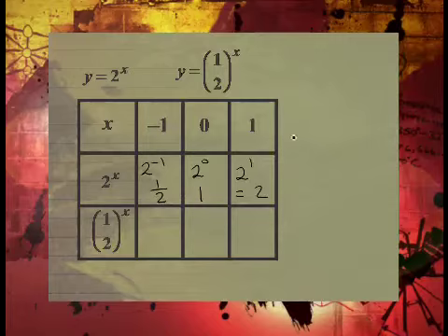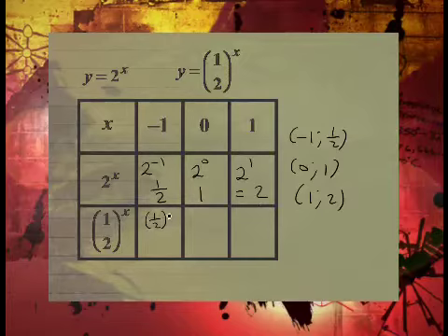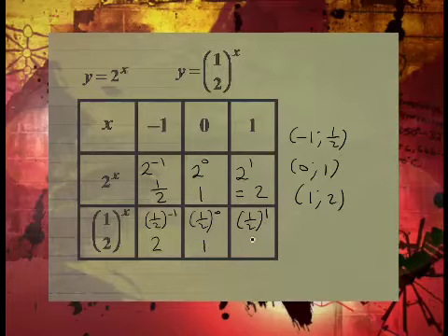So we've got these coordinates: -1, a half we can plot, and we've got 0, 1, and 1, 2. With (1/2)^x, this is a little bit meaner because you've got a half to the -1. Now you can use a calculator, but all you have to do is work it out as 2. You've got a half to the 0, and anything to the 0 is 1, and a half to the 1 is of course a half.